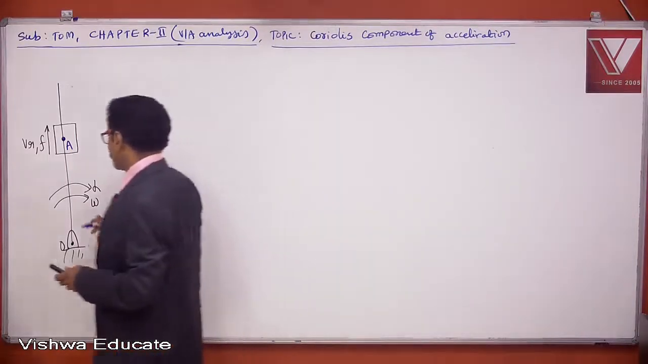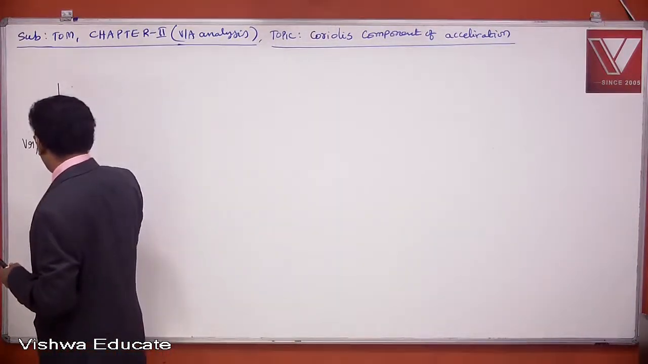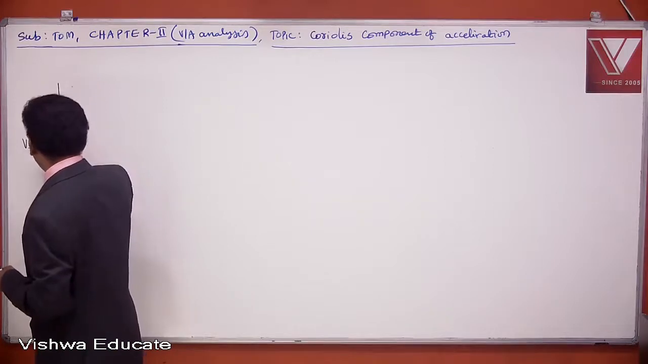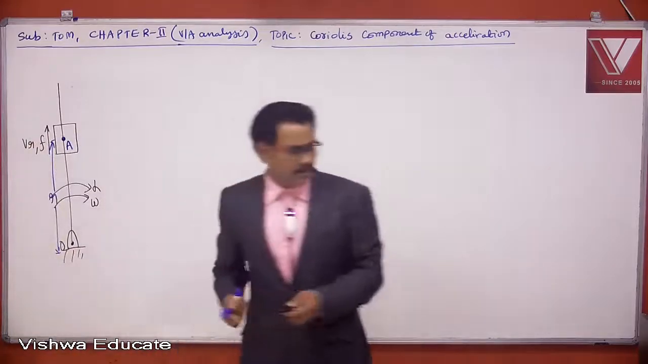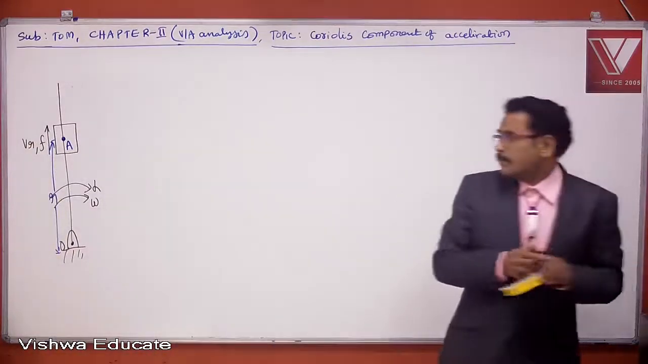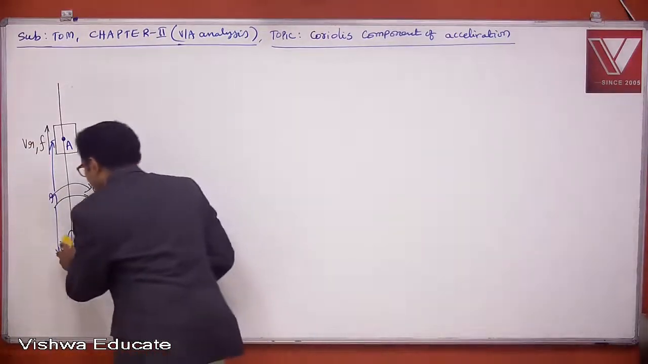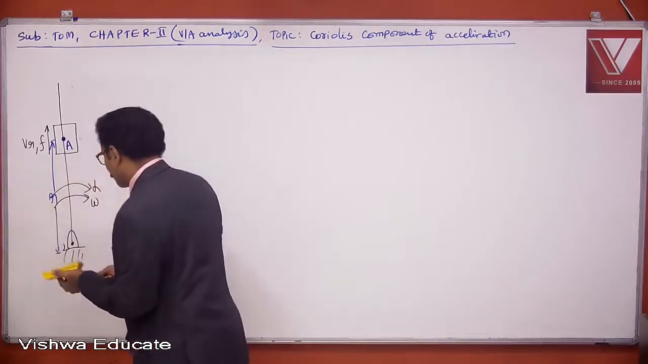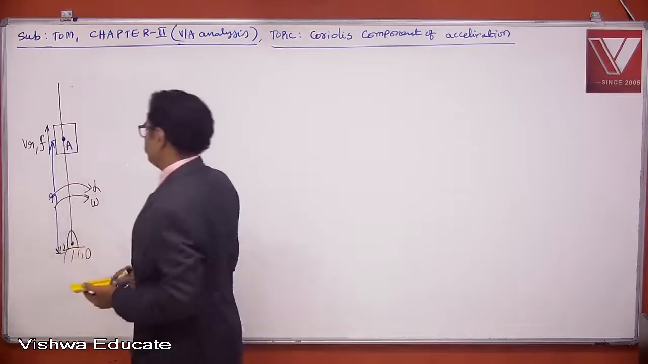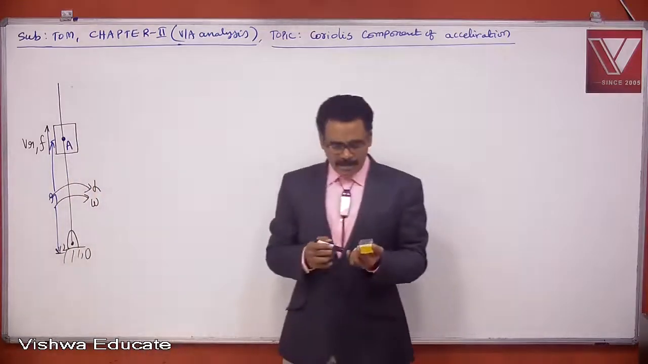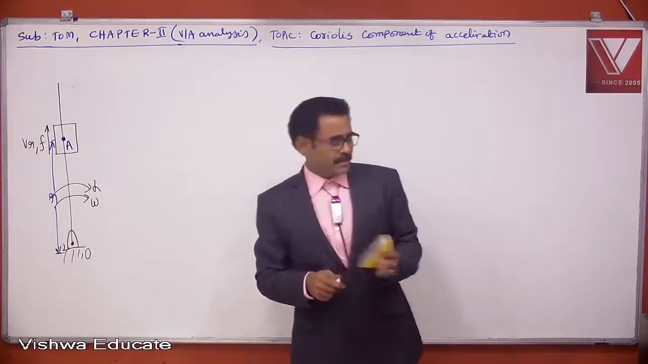At this instant, I may assume the radial distance of A is R. In this problem R is not constant, because the slider is sliding away. R keeps on changing, right?